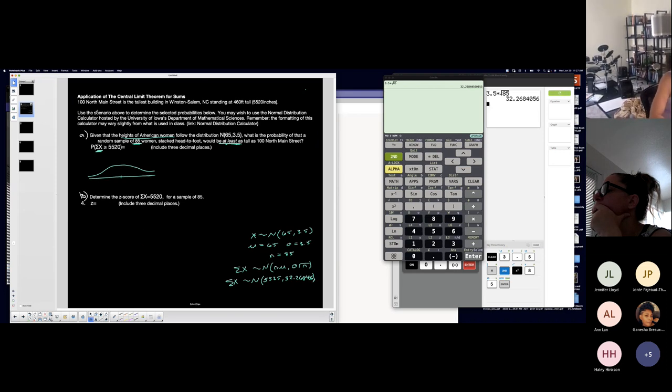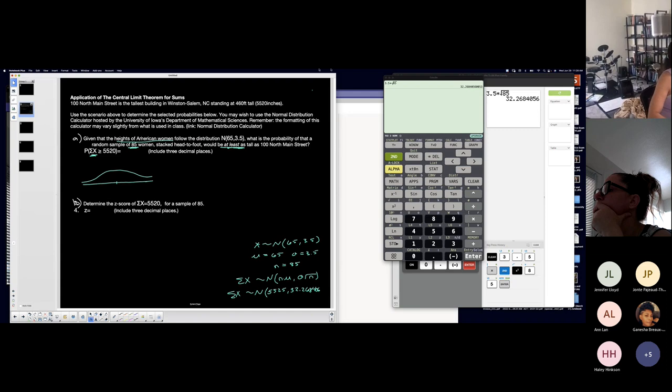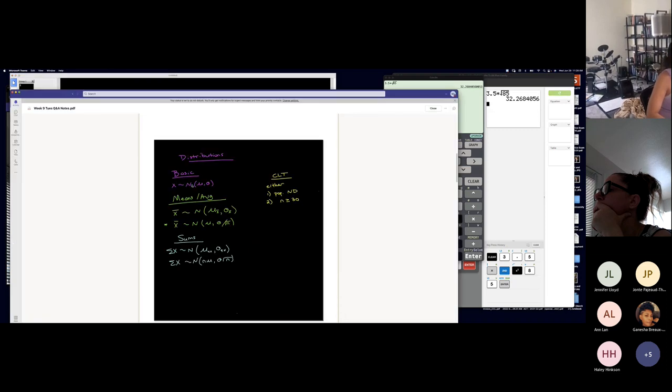Even if they didn't tell me this part, I would have to determine that it's on that particular distribution. And how could I determine that? How do I know it's not like this one or this one? How do I know it's the sums?